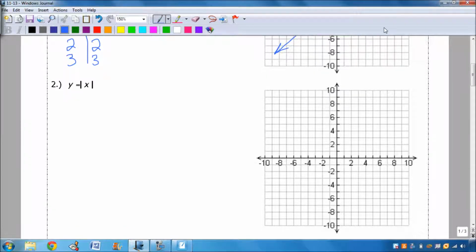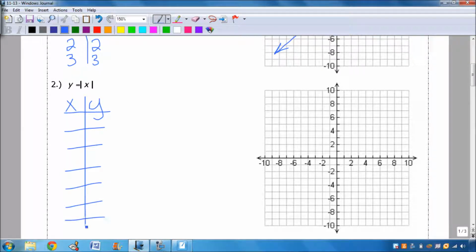All right, so let's do the same thing for question number 2. I'm going to create a table of values, and same thing, I'm just going to go from -3 to +3. And if y equals the absolute value of x, my first value that I'm going to plug in is -3. So I'm going to take the absolute value of -3, which is +3.